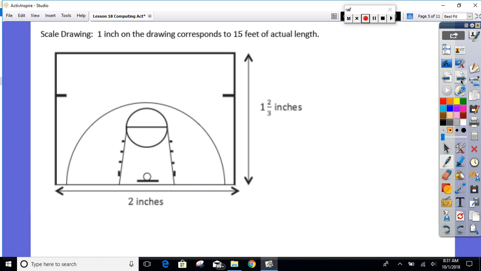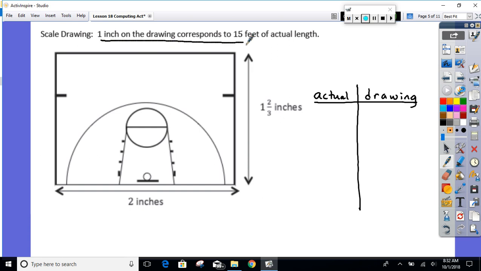For all of these problems, I'm going to have you make a table. So on the table, we're going to start with, well, I've been telling you to start with the actual. Let's start with the actual. So let's put actual on the left, and let's put the drawing on the right. Okay, so first thing I'm going to put in the table is I'm going to take this from the description. 1 inch on the drawing corresponds to 15 feet of actual length. So I have my drawing in inches, my actual in feet.